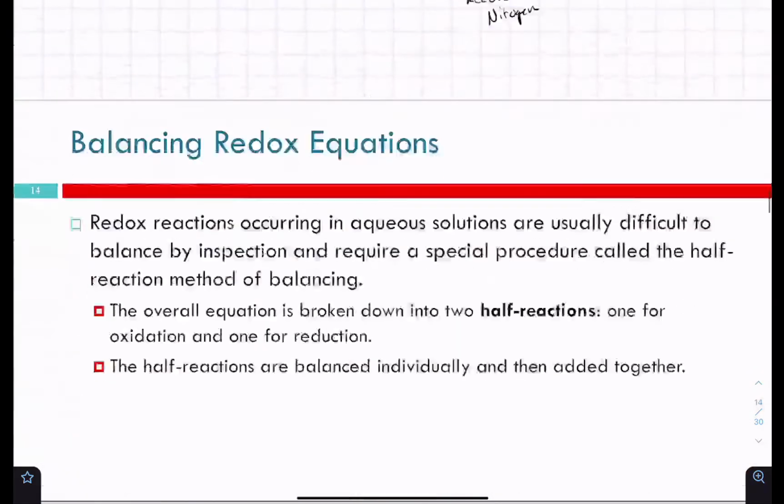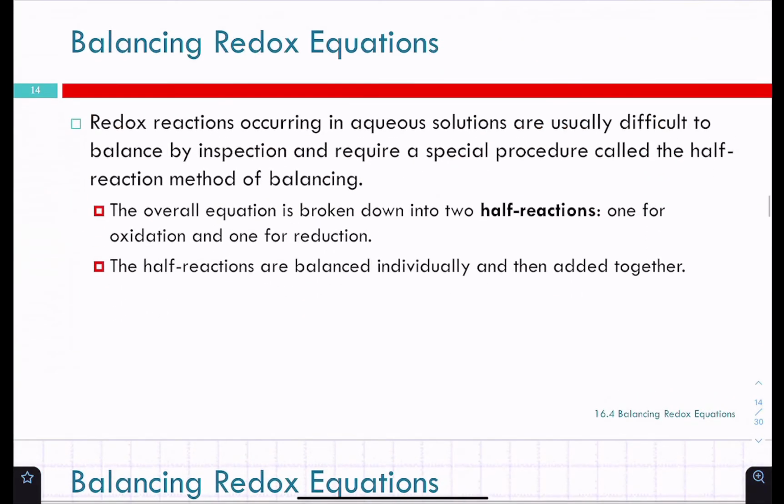The easier way, and the one that's more methodical, which I think is preferred, is to do this half reaction method. So basically you have to identify what's being oxidized and what's being reduced, and then you make those two separate reactions, balance those individually according to some rules, and then you put them back together at the end to get an overall balanced chemical reaction.